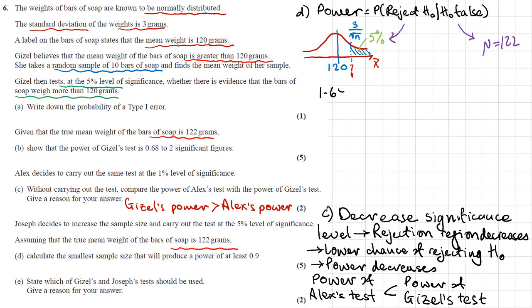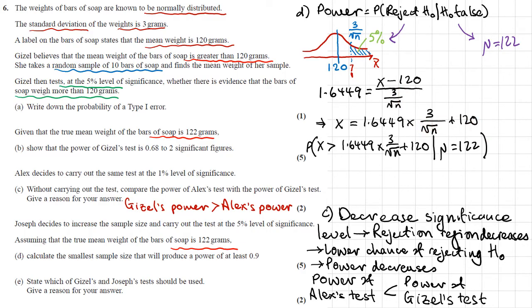So using our standardization formula, Z is equal to X, and we don't know this value of X, we need to find it, minus the mean, that's 120, divided by the standard deviation, so that's going to be 3 over the square root of n. If I rearrange this formula, I'll get the X value that I'm trying to find is equal to 1.6449 times 3 over root n plus 120.